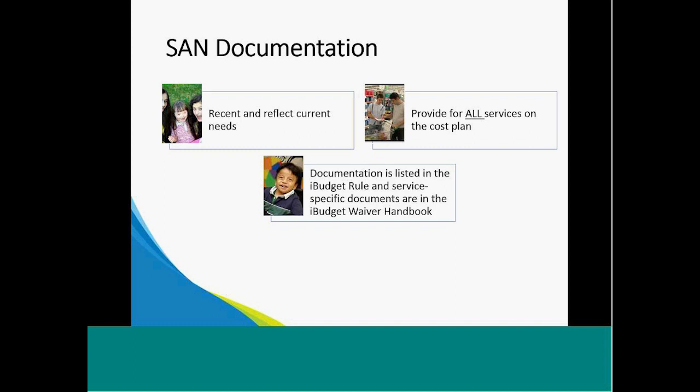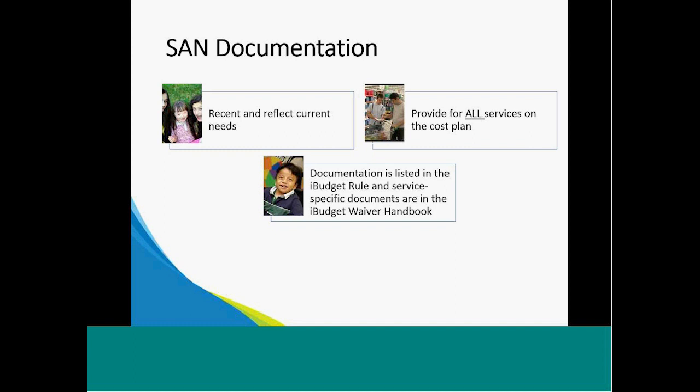But we want to talk about documentation now, because documentation is critical to being able to review a SAM quickly. And the documentation provided should be the most recent information that reflects the current needs of the individual. Documentation must be provided for all requested services, not just new services. So remember, this is a whole plan review, and we're not just looking at one service. So even if everything is staying the same and you just want one thing new or one thing changed, we still are doing a whole plan review.